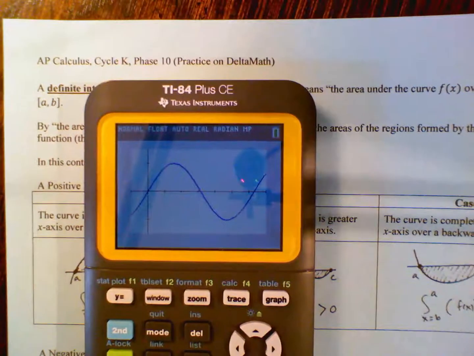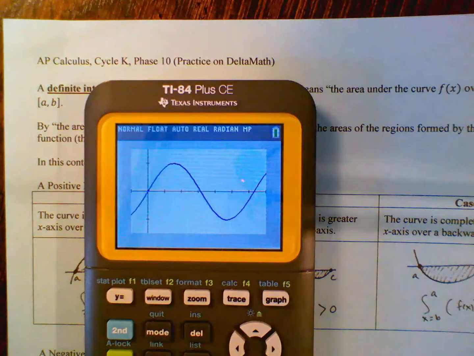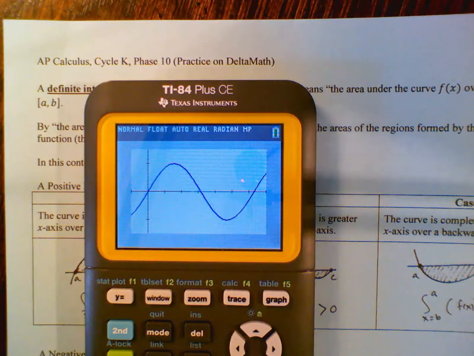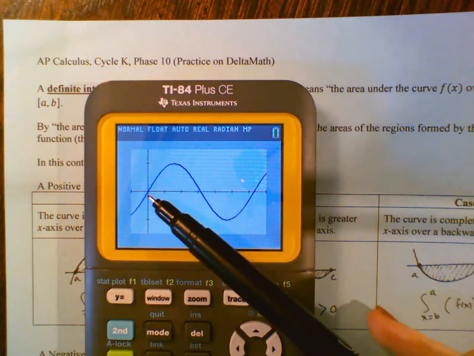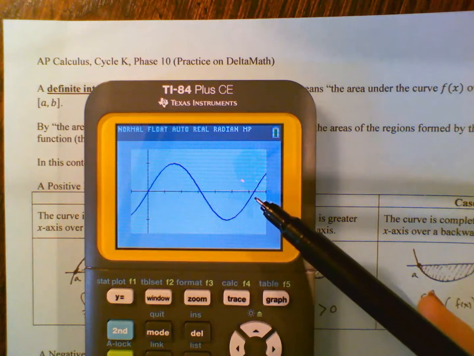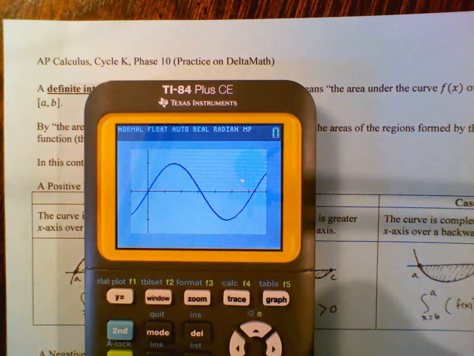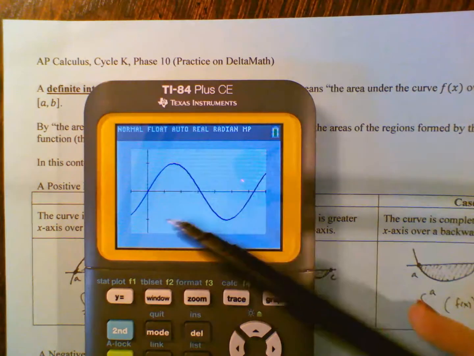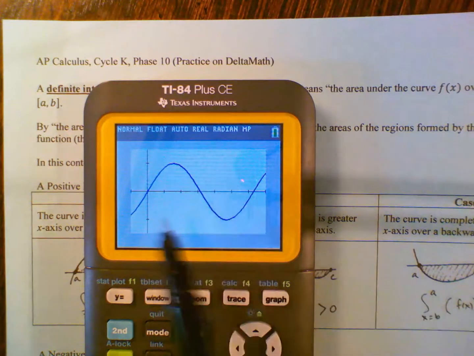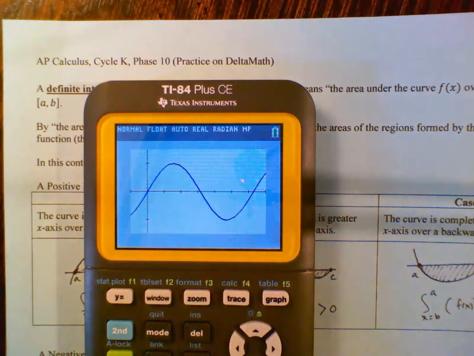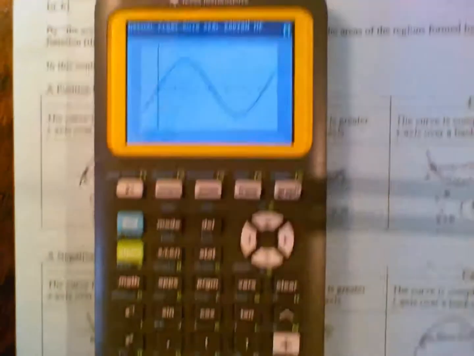So this is the graph of sine of x. This is 0, and then here I have 2 pi, all right? Now, I want the area under the curve. Let me find the area under the curve from 0 to pi, and I'll show you how to use your calculator later to do it.